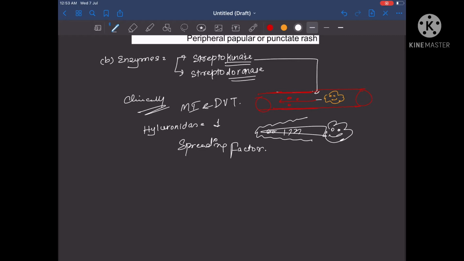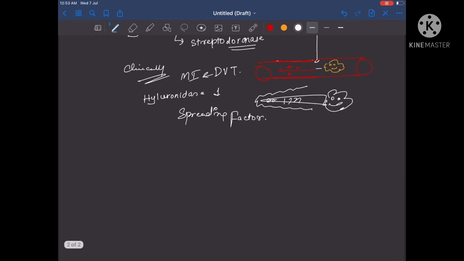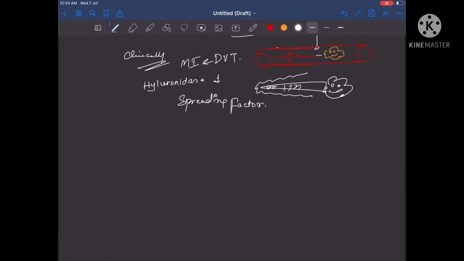Coming to yet another important virulence factor, a group of proteins, basically M protein, T protein, and R protein, and I'll write it as MTR protein. It's not the same, they are different proteins: M proteins, T proteins, and R proteins. And important among them is M protein.